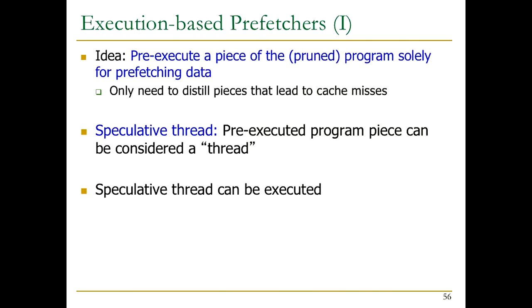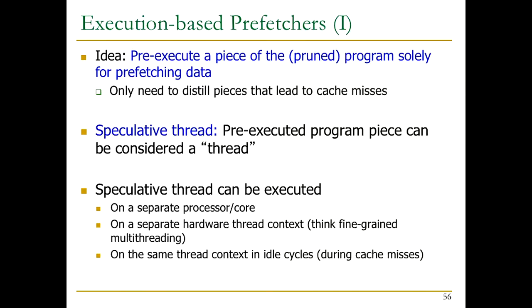Okay, but basically, that speculative thread can be executed in many different places. So now your trade-offs are even bigger. On a separate processor or core, on a separate hardware thread context, fine-grained multithreading. Some of those threads in the fine-grained multithreaded machine could be doing prefetching. Or on the same thread context in idle cycles during cache misses. Run-ahead execution is one example. But instead of doing run-ahead execution, you could switch in some other thread. When you're stalled for a cache miss, just switch in some other thread that's specialized for prefetching, right?